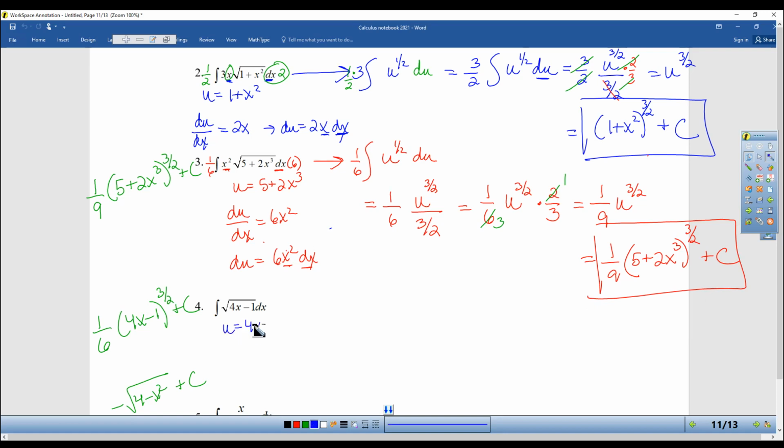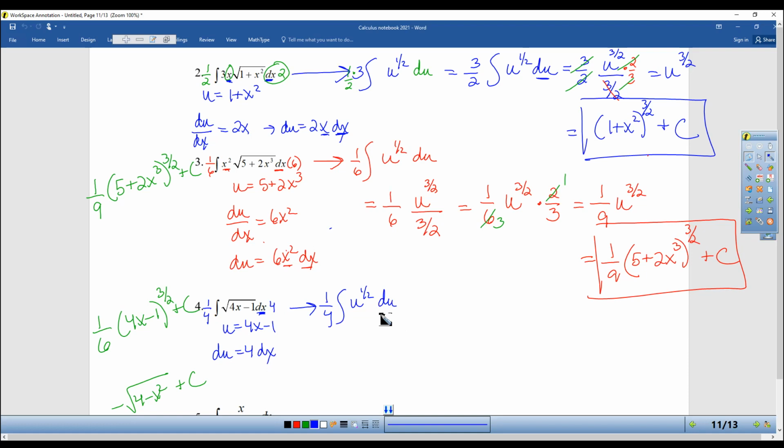U is equal to 4x minus 1. Du is equal to 4 dx. I have the dx, but not the 4. So I add a 4 and a 1/4. I'm going to rewrite the 1/4. I'm going to rewrite the integral. I'm going to rewrite this as u to the 1/2. And I'm going to rewrite the 4 and the dx as du.